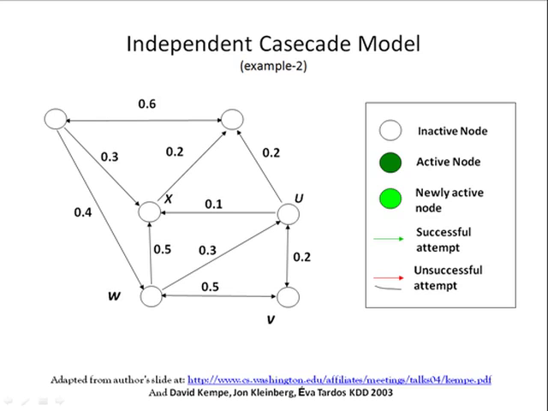Suppose initially we activate node B, then it will try to activate node U and node W. We find that the attempt to activate node U is unsuccessful, while activating node W is successful. So in the next step, node W will try to activate node U and node X.